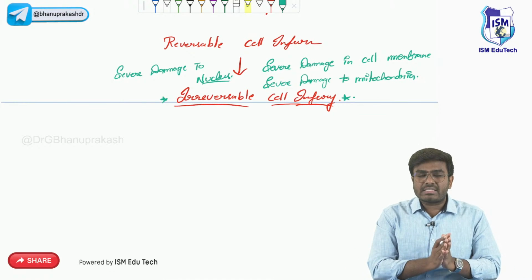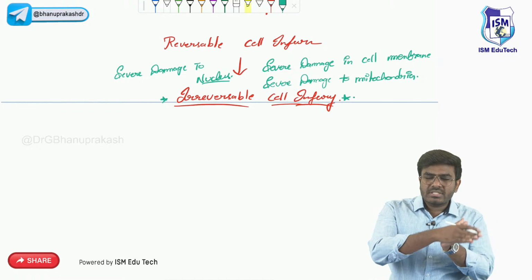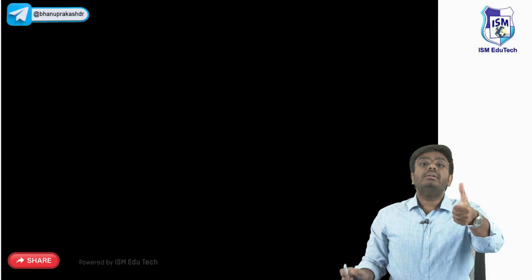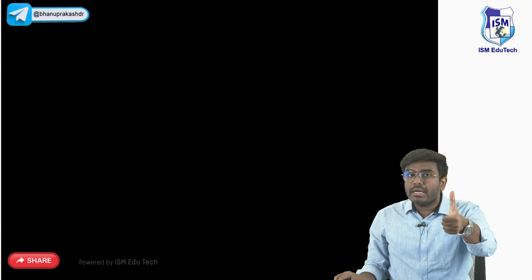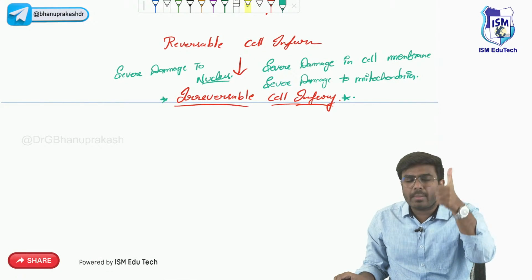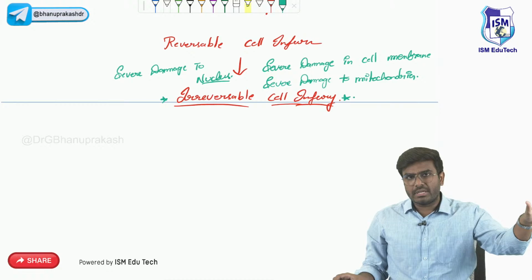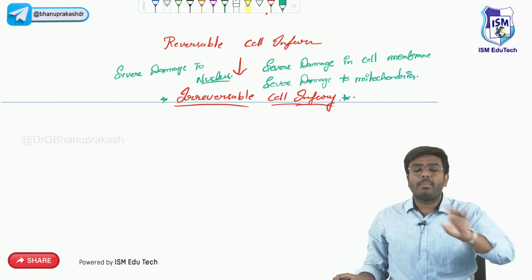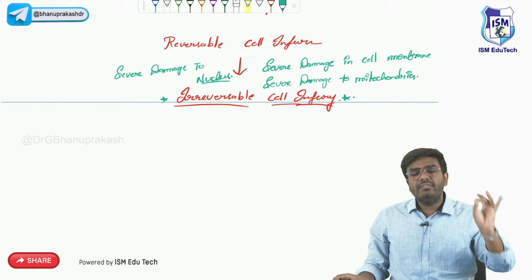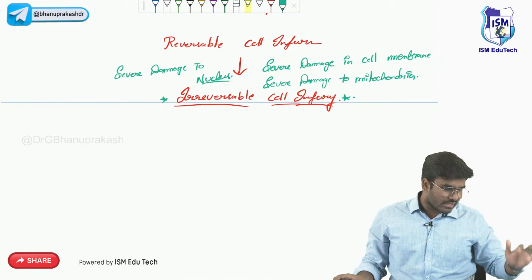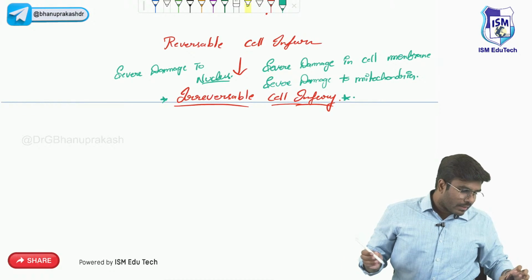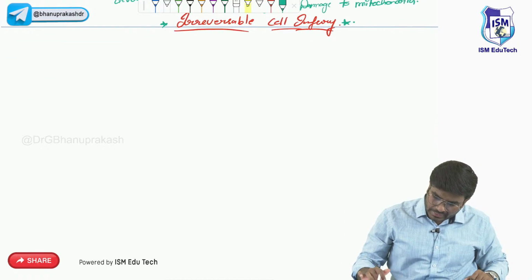So what are the events which will determine reversible cell injury and irreversible cell injury? Cell membrane damage. Repeatedly asked in MCQs. When the cell membrane is damaged, that's it, irreversible cell injury. Severe mitochondrial damage, irreversible cell injury. Severe nuclear damage, irreversible cell injury. Okay. Now what will happen later?